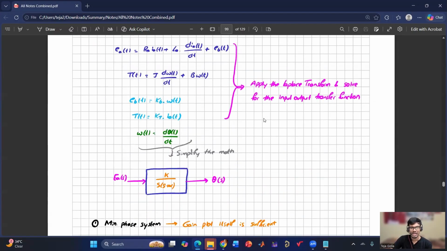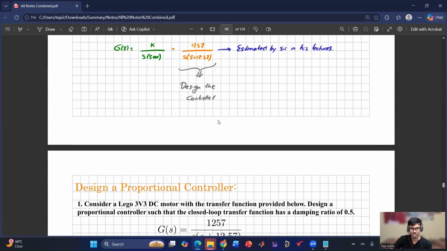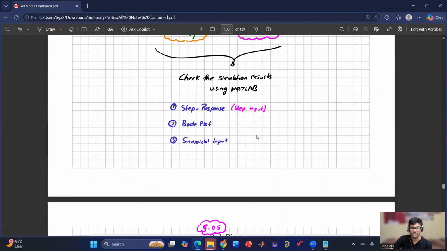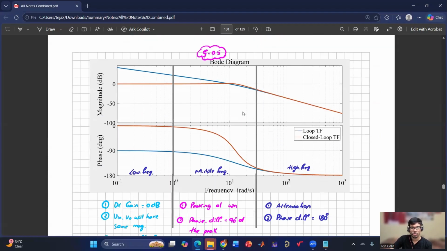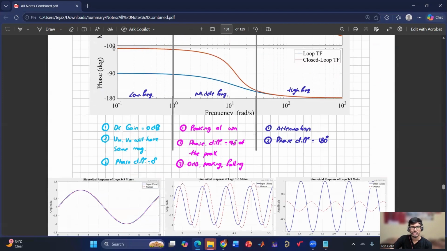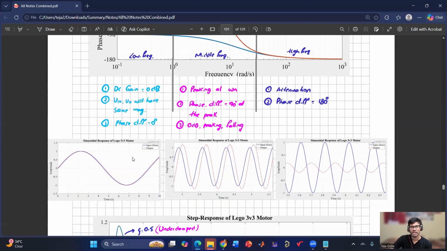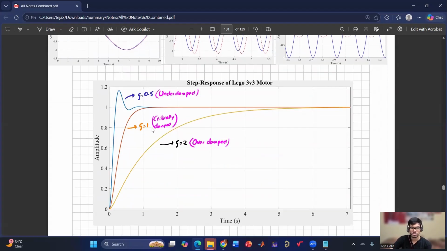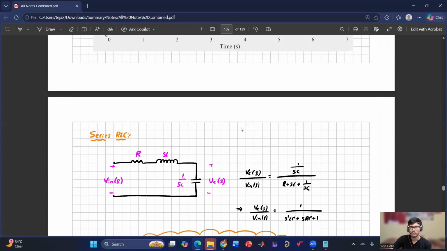Then we considered one DC motor example and its transfer function. I think Sir considered the Lego 3V DC motor, and for it to have a damping ratio of 0.5, we designed a controller. We then drew the Bode plot and saw that there are three frequency regions, and for each we saw what the output is if the input is a sine. I also showed one interesting video of the sine response that we took in our lab during our experiments. The response is critically damped, over damped, or under damped, depending on the criteria.